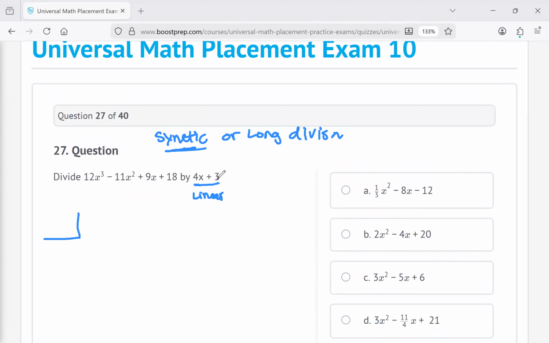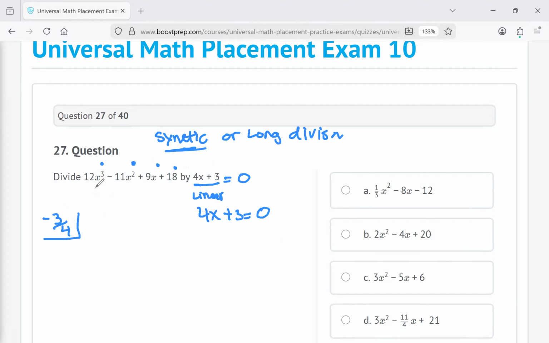Put this little box. If 4x plus 3 is my factor, what's the actual solution? The actual solution is just set that to 0 and solve, so that's negative 3 fourths. Then what I would do is look at the coefficients and make sure they're in order. So we have power 3, 2, 1, and then a constant, right? So everything is ordered, so we don't have to worry about missing anything.